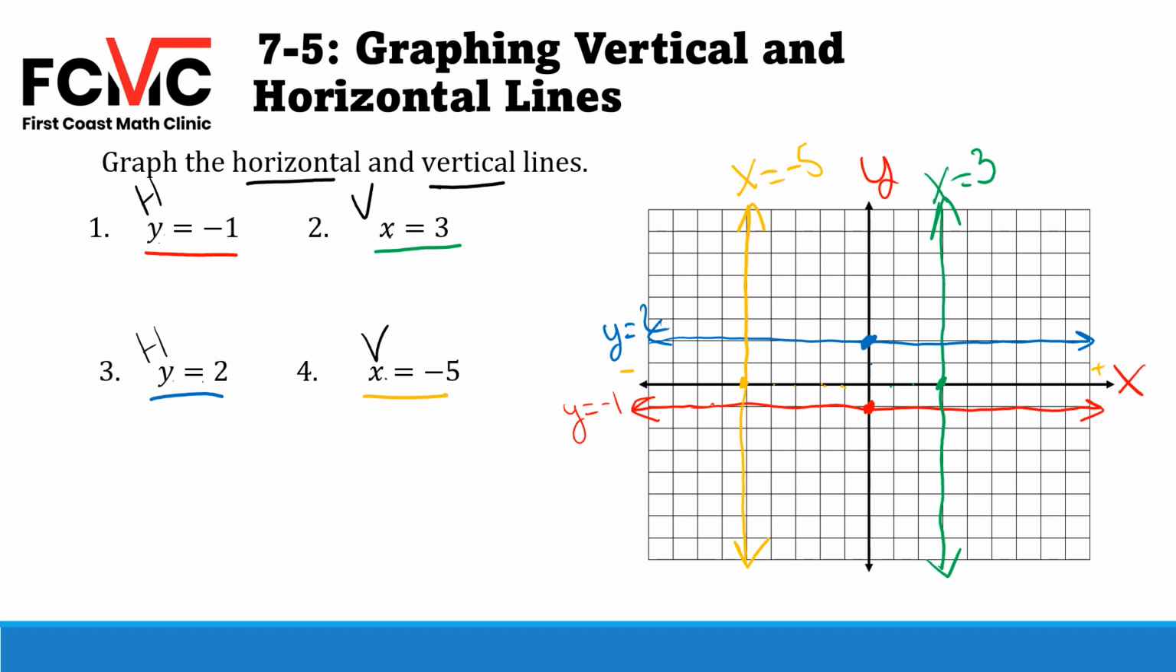Okay. All right, so this was lesson number 5, graphing vertical and horizontal lines. So the equations we're getting are x equals a number, y equals a number, and we're getting horizontal and vertical lines from those equations.